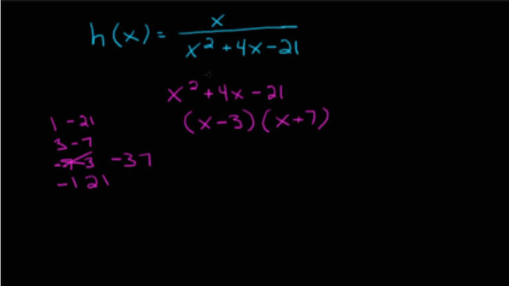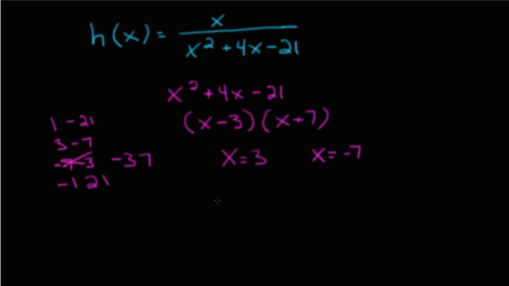So if either one of these are equal to 0, then we'll have a 0 in the denominator and it's indeterminate. So this will be equal to 0 when x is 3 or x is negative 7. So those are the zeros of this quadratic, which we don't want in this case because we're trying to find the restrictions on the domain.